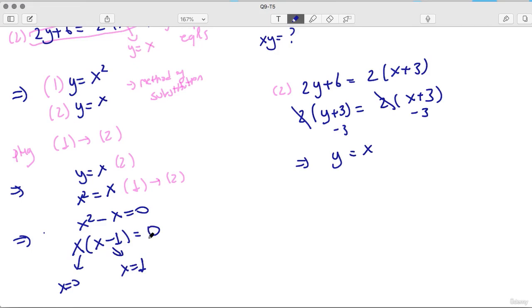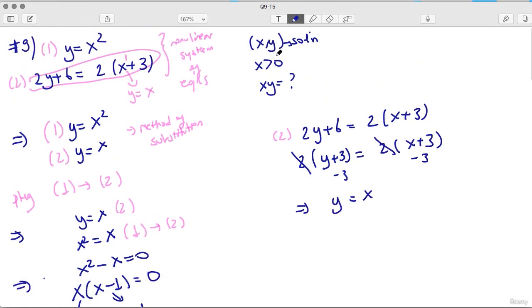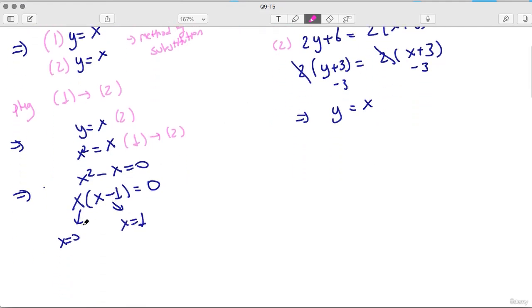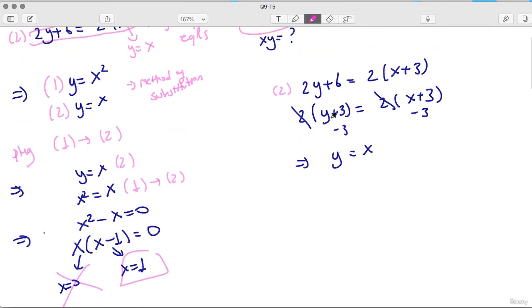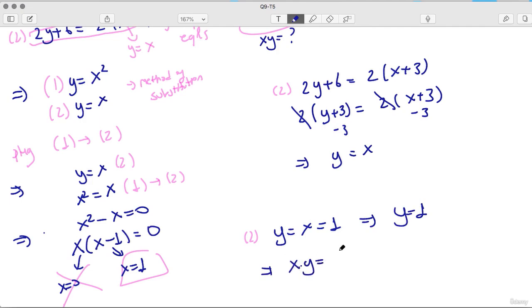Both solve this system. But the conditions given in the problem say x has to be strictly positive. So I cancel this one; x equals 0 cannot be my solution. Then x equals 1 is my solution. But I need to find what y is. Well, I know from the second equation that y equals x. If x is 1, that means y is also 1. Then x times y is 1 times 1 equals 1, and that is choice A, and we are done.